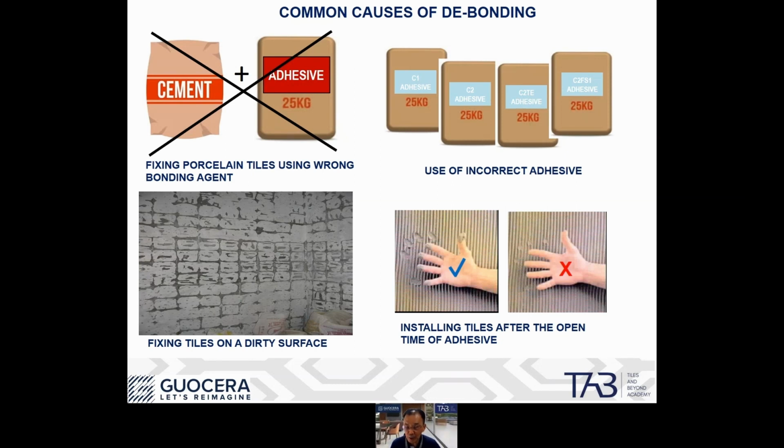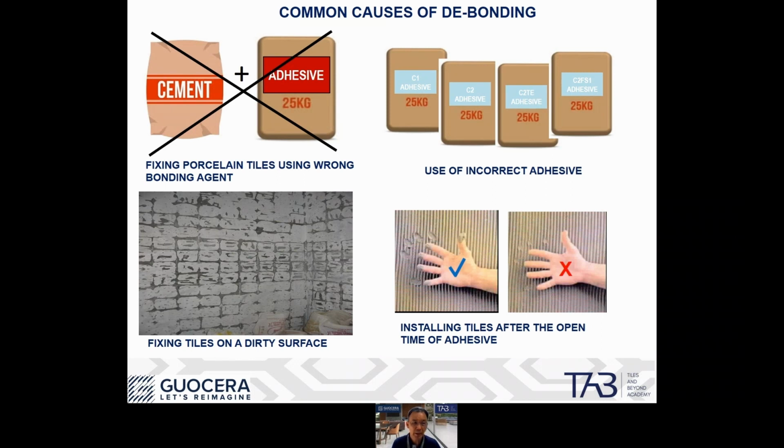I will explain why cement is not suitable for porcelain tiles, but this is just some history. When these new format tiles came out in the market, the tile manufacturers did not give the proper method statement, so most of the installation was done using cement mortar. And that was the cause of the massive number of debonding complaints in the early 2000s.